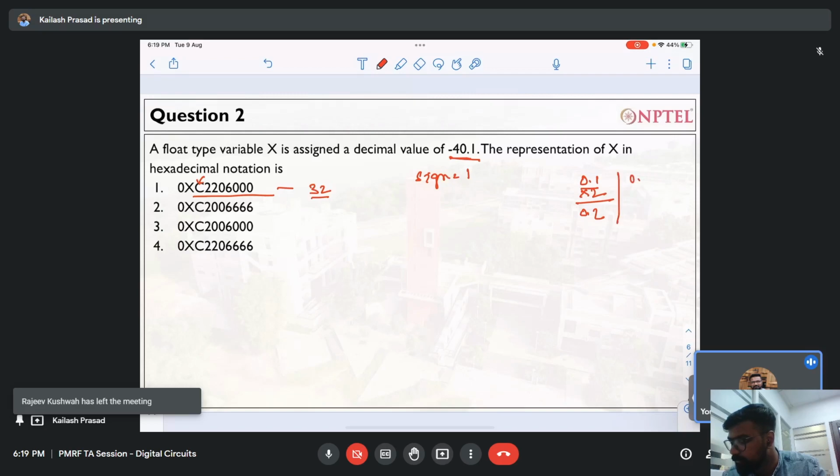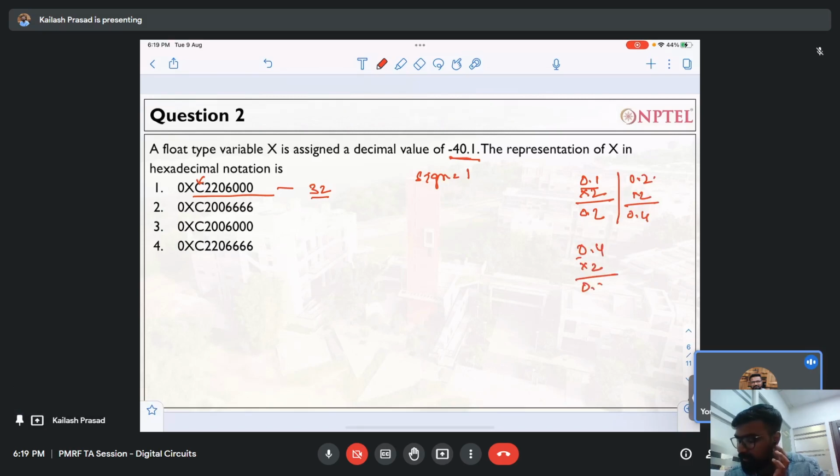Then 0.2 times 2 will be equal to 0.4. Then 0.4 times 2 will be equal to 0.8. Then 0.8 times 2 will be equal to 1.6. And then if you keep doing that, 0.6 times 2 will be equal to 1.2, right? You'll keep getting the number.